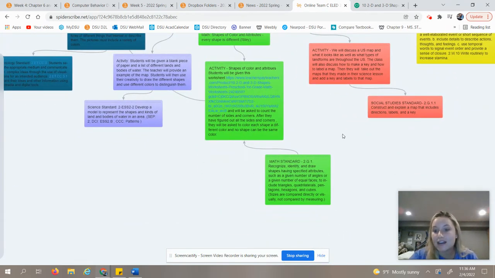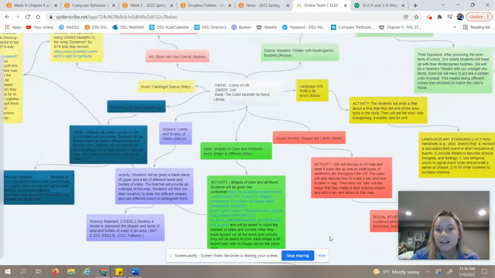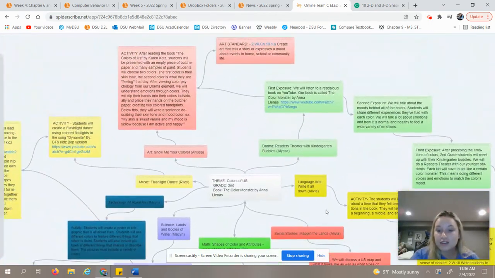And the math standard that I tied this one to is 2.G.1, which is recognize and draw shapes having specific attributes, such as a given number of angles or a given number of equal faces, to include triangles, quadrilaterals, pentagons, hexagons, and cubes, and the sizes are compared directly and visually, not compared by measuring. So yes, this is Unit 1.